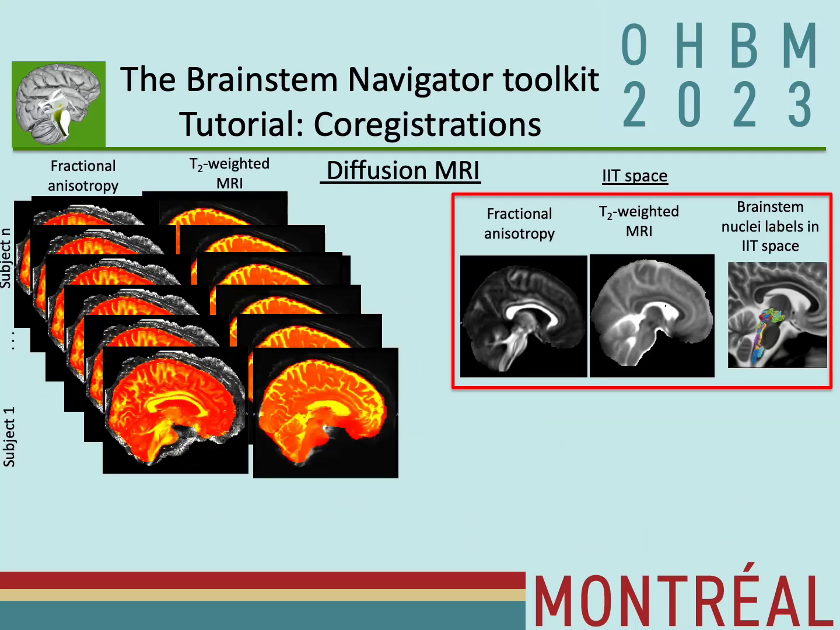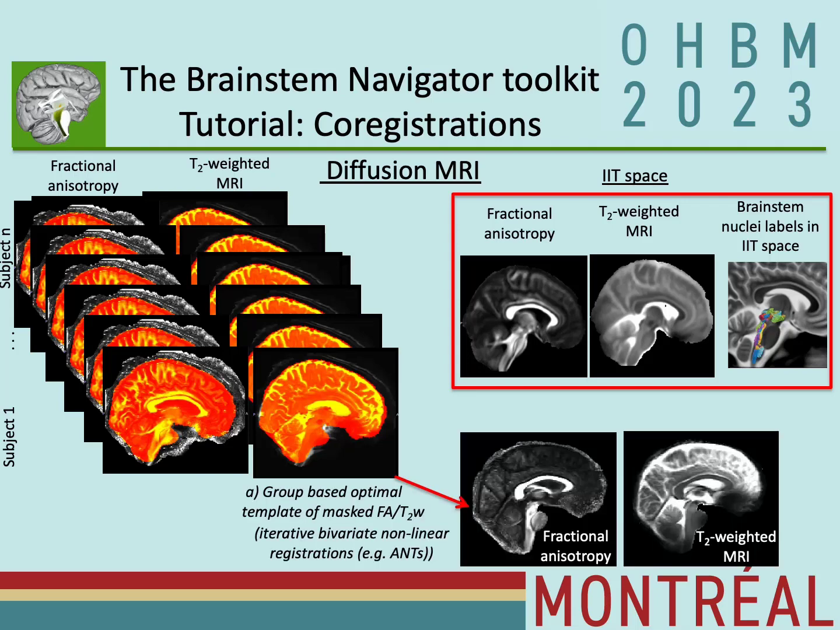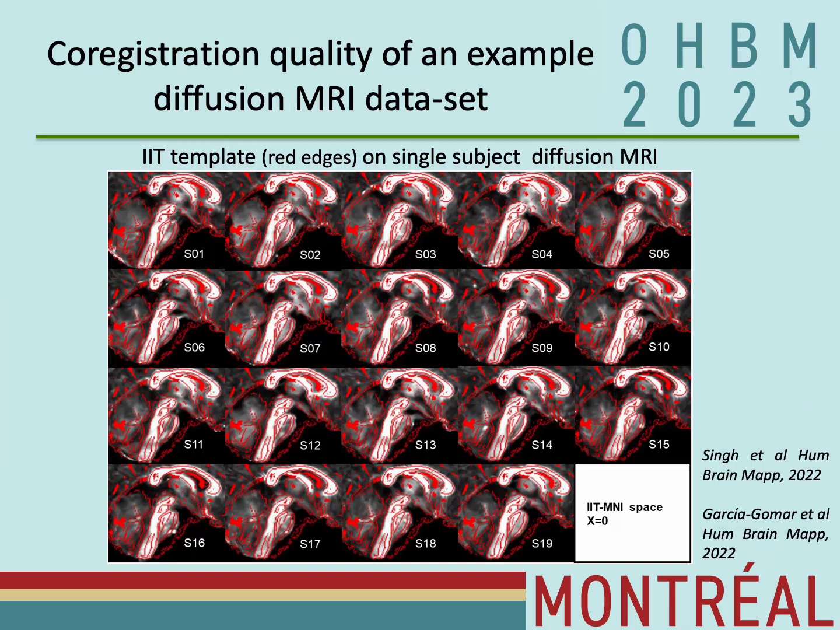You can run coregistrations either on a subject-by-subject basis, as just shown, or if you already acquired the data for the whole cohort, you can run the coregistration to the IIT space via an optimal group template that can be achieved by iterative registration and averaging. Here we show quality of registration for an example diffusion dataset, indicating good alignment for all subjects in the brainstem.